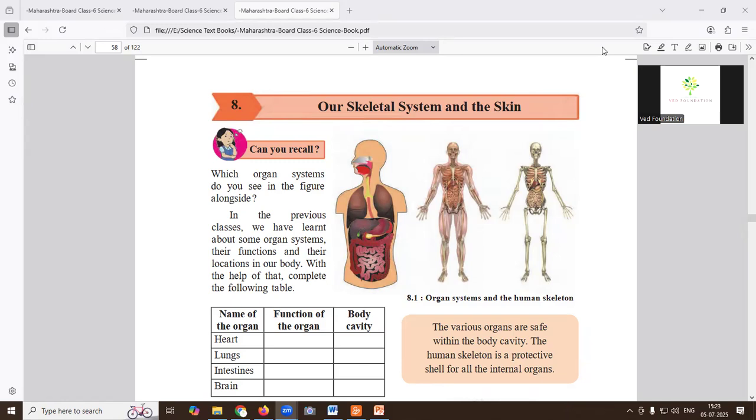Today we will learn lesson number 8 SSC Board Science Textbook, Our Skeletal System and the Skin. Let us start. Can you recall which organ system you see in the figure alongside?